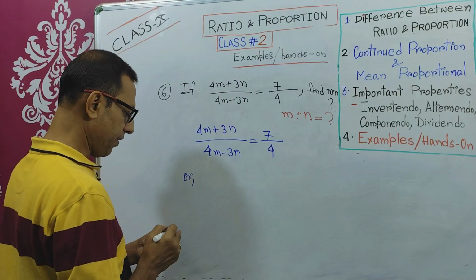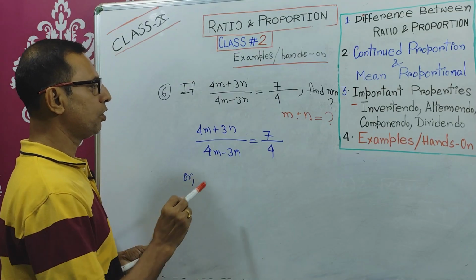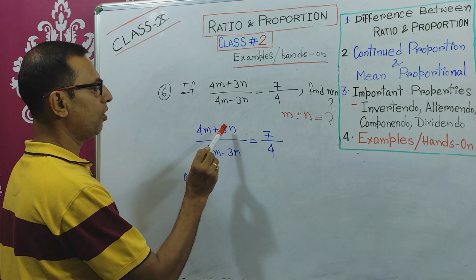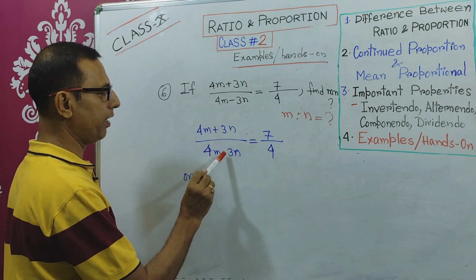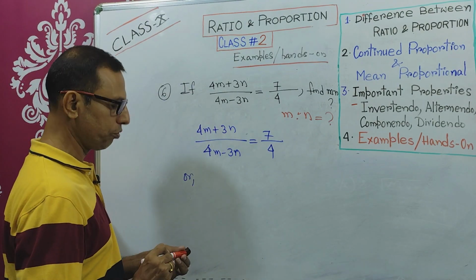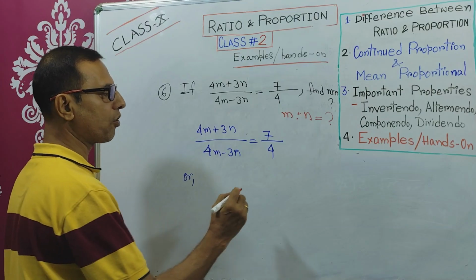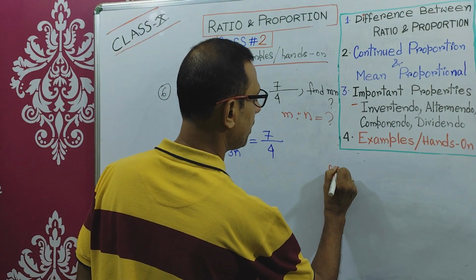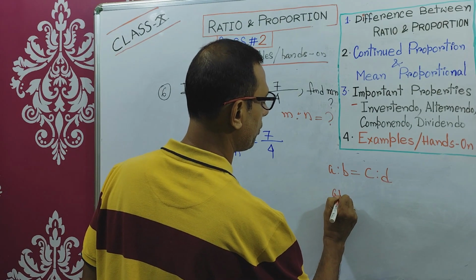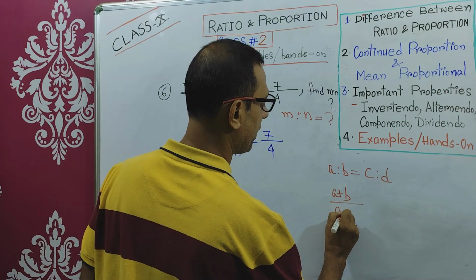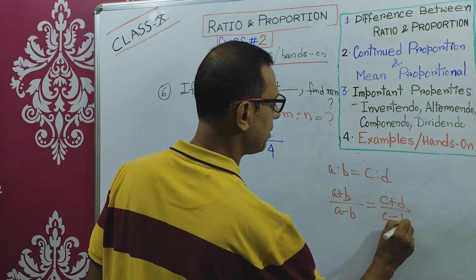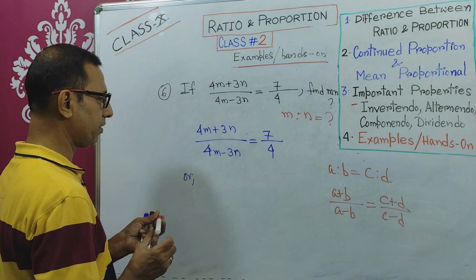Now, you need to find out m is to n. So what you can do? On top you can have m, in the numerator, and in the denominator you need to have n. So m is to n. That's how you need to do. You can apply componendo dividendo. If you remember, if a is to b equals c is to d, as per componendo dividendo, a plus b by a minus b equals c plus d by c minus d.